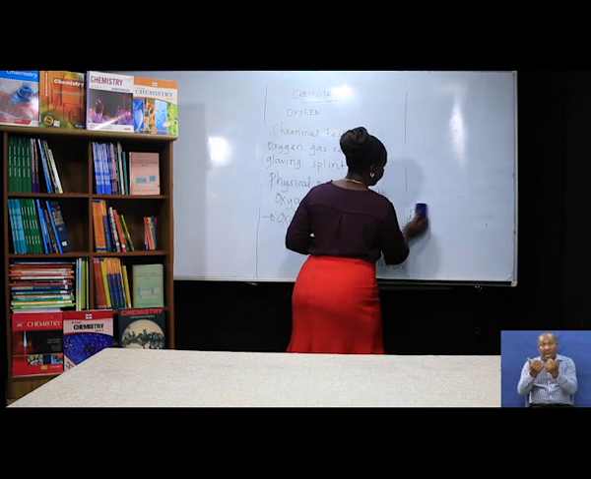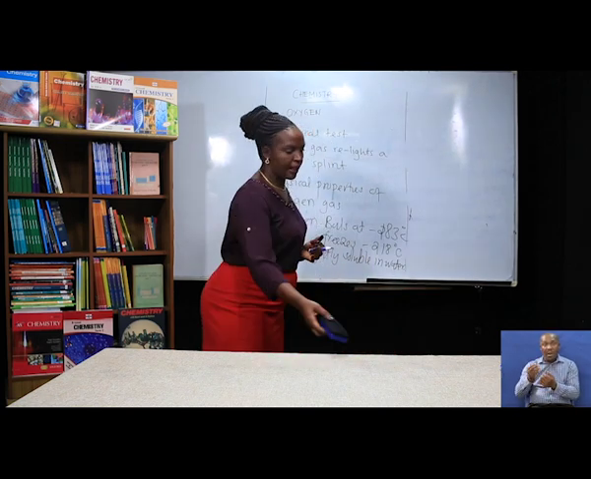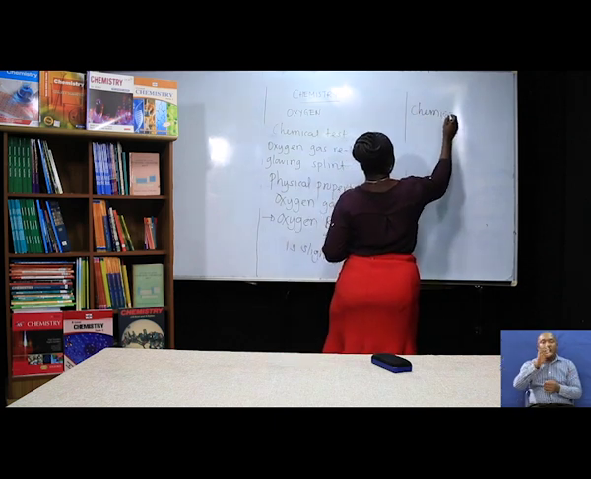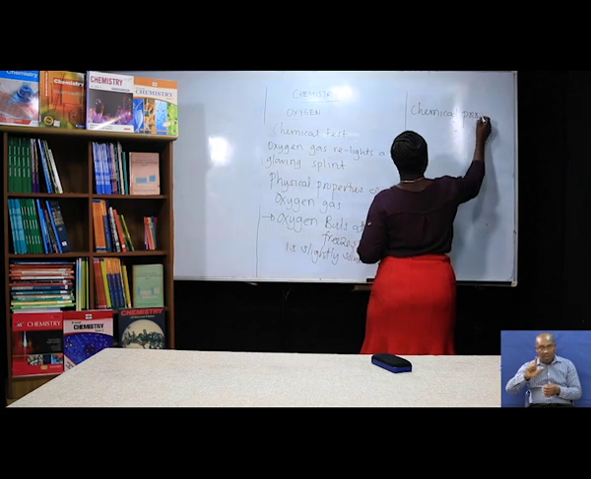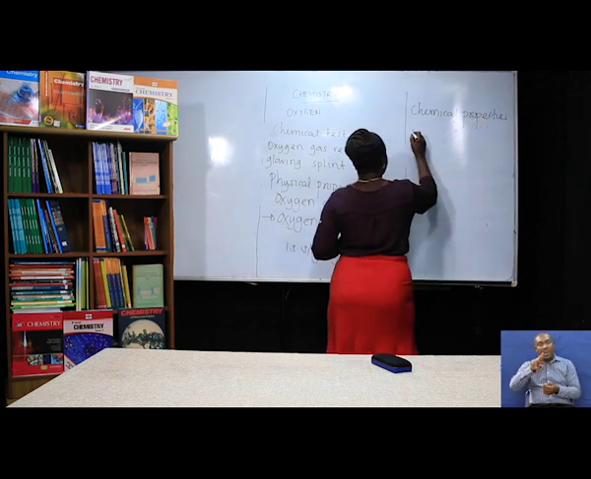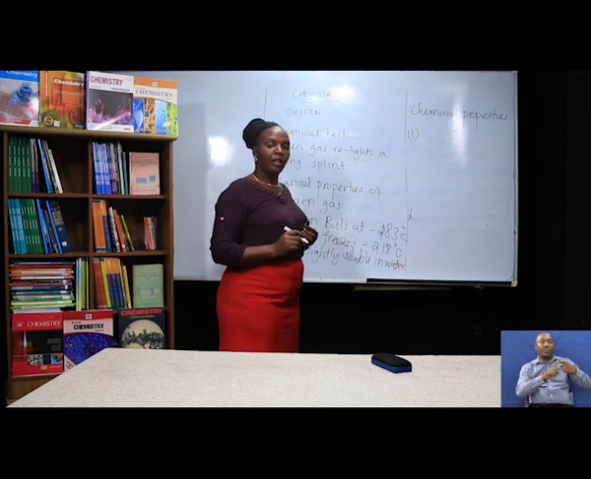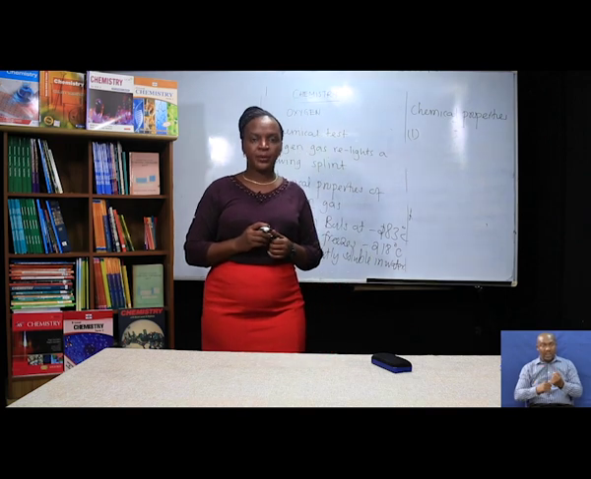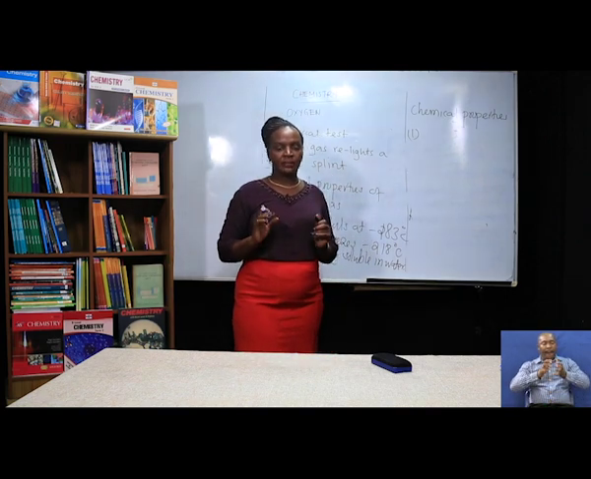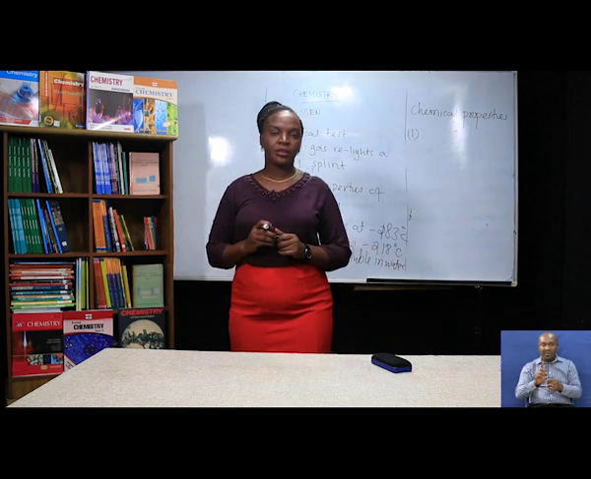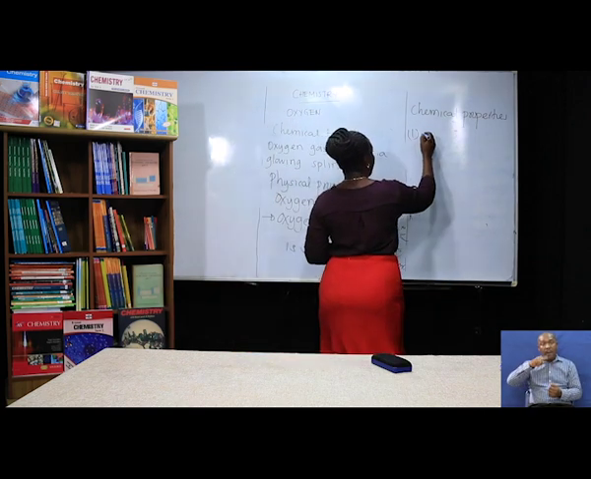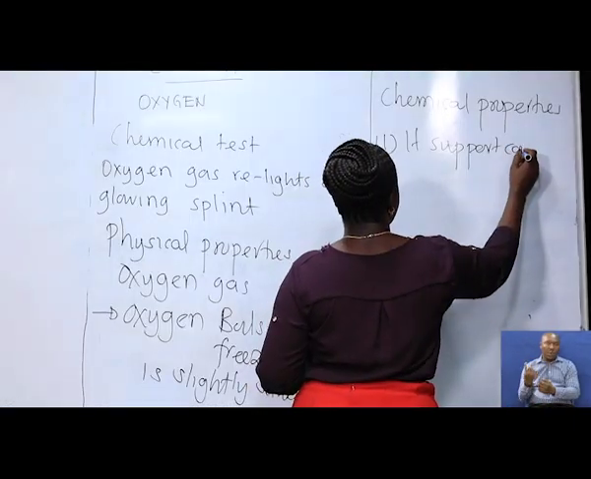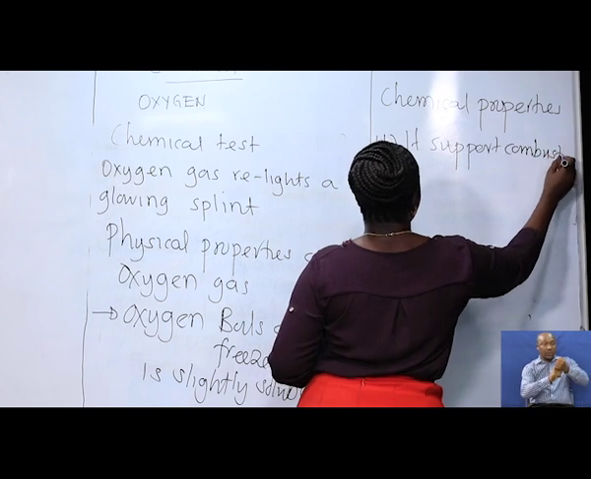How can you identify oxygen chemically? That is the chemical properties. Chemical properties of oxygen gas. Number one, oxygen supports combustion. So oxygen does not burn, but it supports combustion.